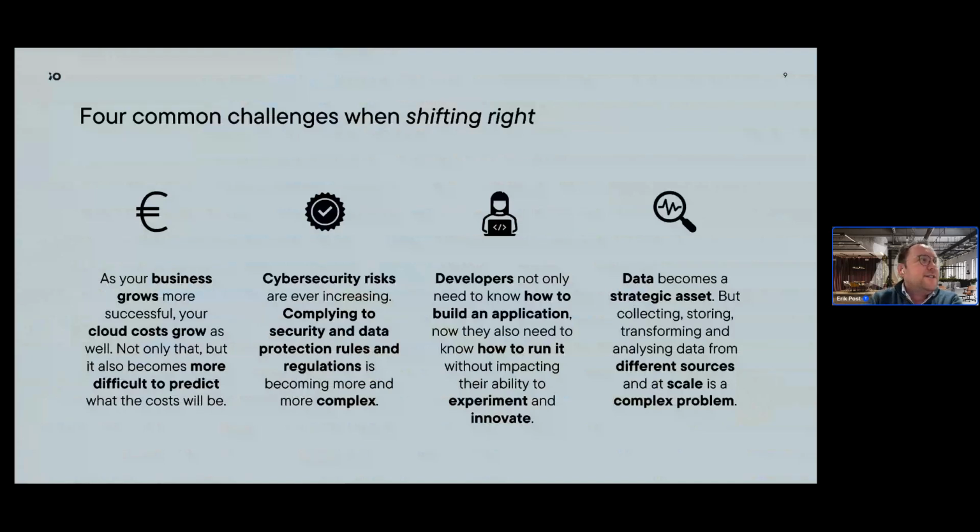So that's why I see with our clients four challenges that are occurring when shifting right. The first one is the unpredictability of your cloud costs. When the success of your solution or your business grows, your cloud costs will also grow. That is usually accepted, but they also become much more difficult to predict because it's not always very clear what makes up those costs.